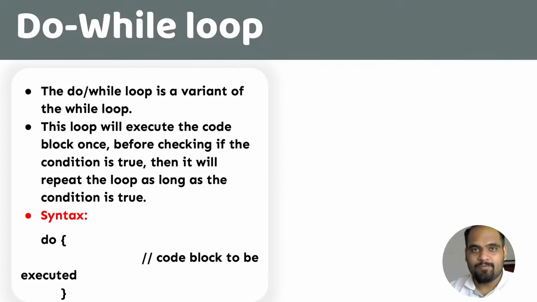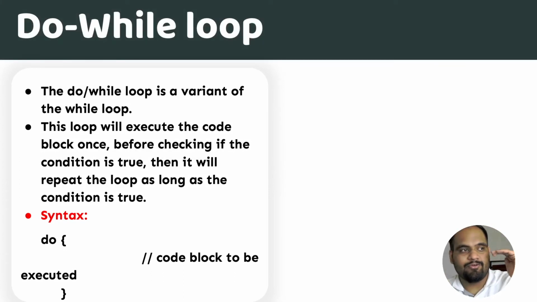So do while loops, we have already seen what is a while loop. You define a condition and it executes. Now there are a lot more things which go into a loop. The do while loop is a variant of a while loop. The loop will execute the code block once. Now this is one of the most important things: a while loop can execute 0 times as well, I mean, it won't execute at all, but a do while loop will execute at least once.